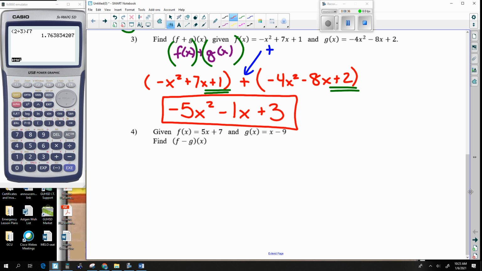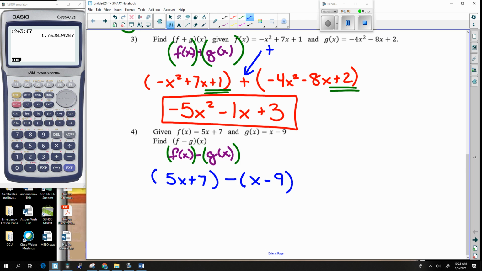Okay, similar to the above problem, this next problem, problem 4, is f minus g of x. So that would be f of x minus g of x, and the order does matter. Again, I really encourage you to put these in parentheses, especially with a minus. It's going to be crazy important that you do this. Okay, here's what we get. So we have f of x minus g of x.